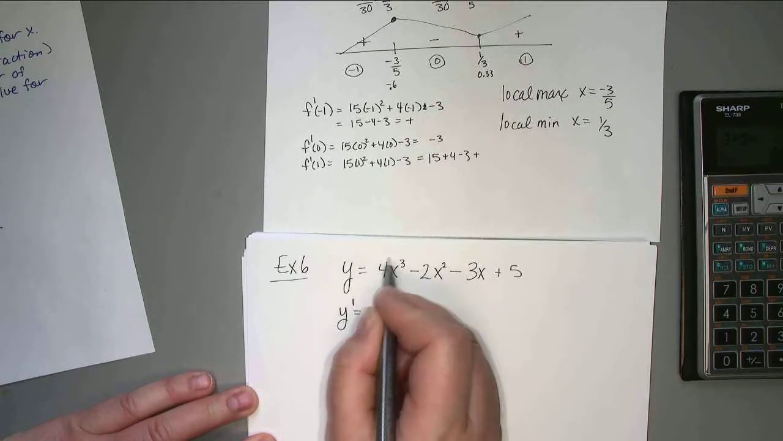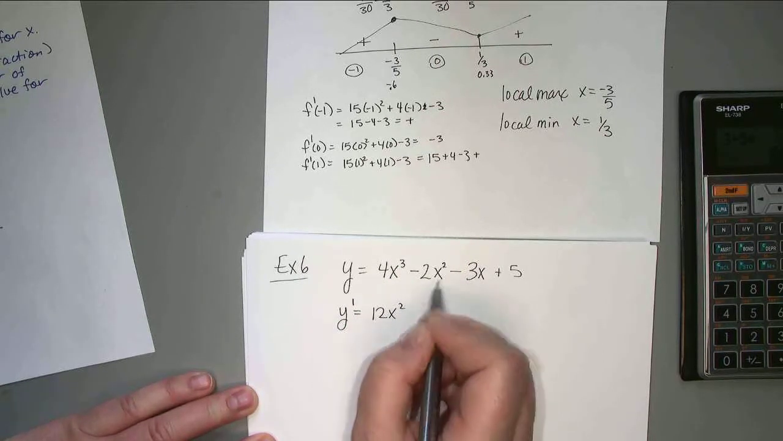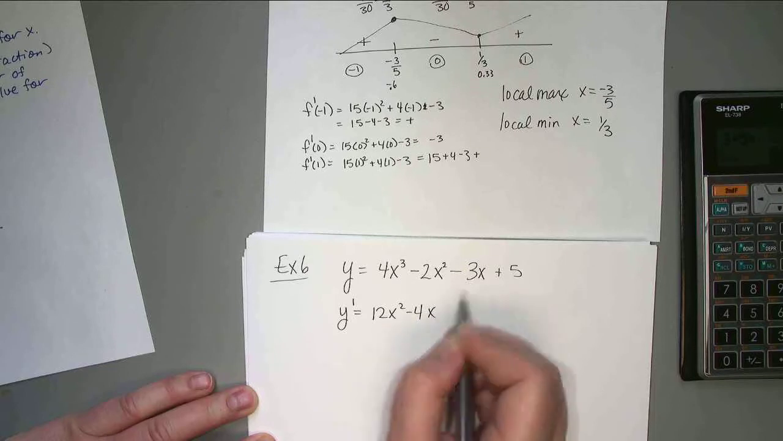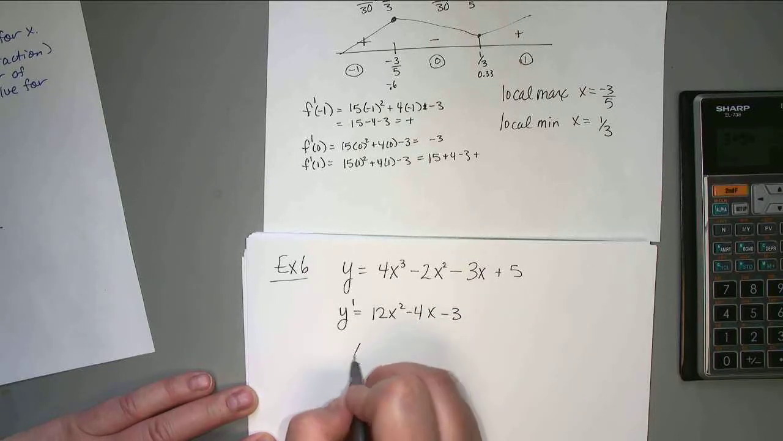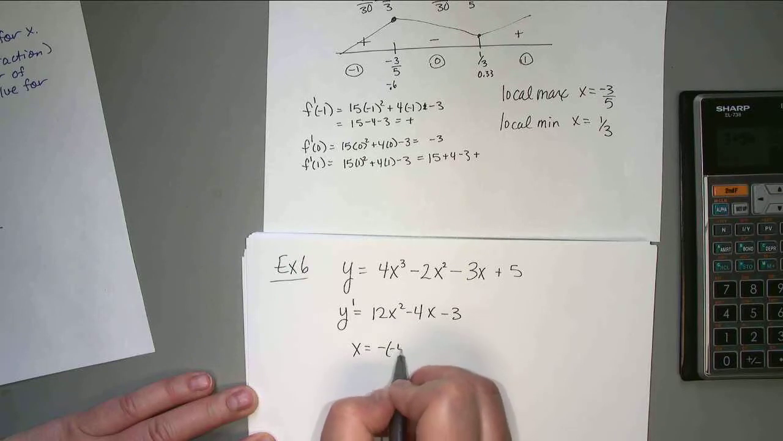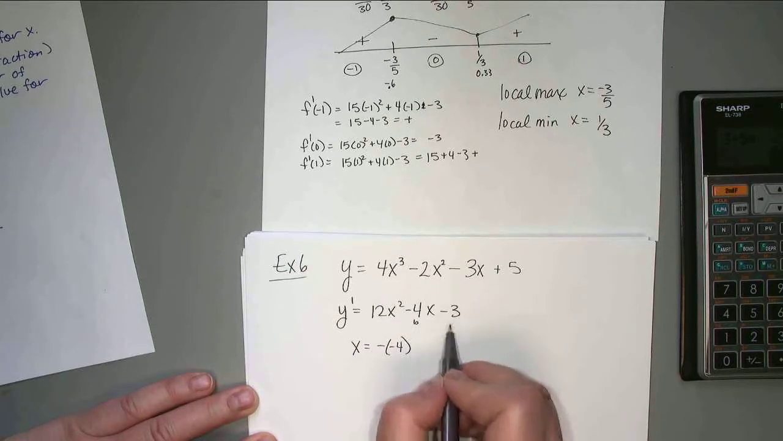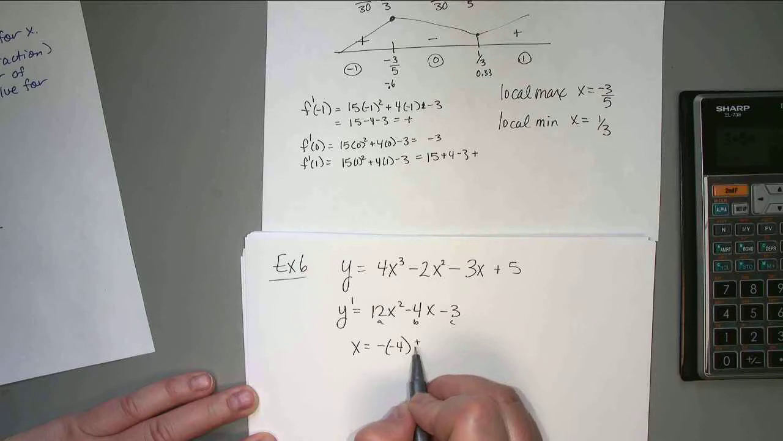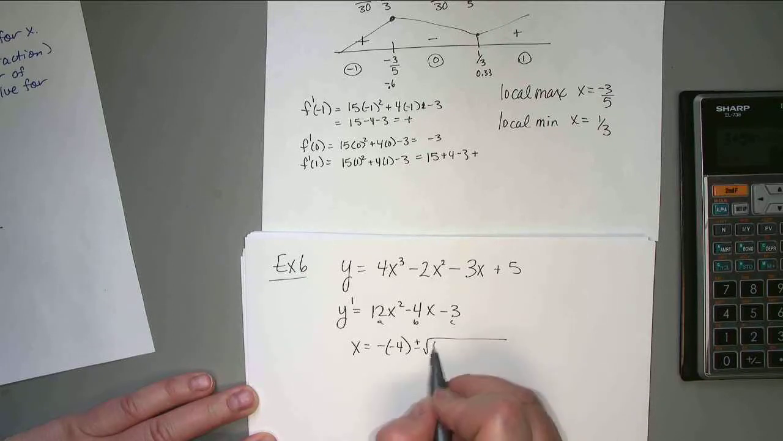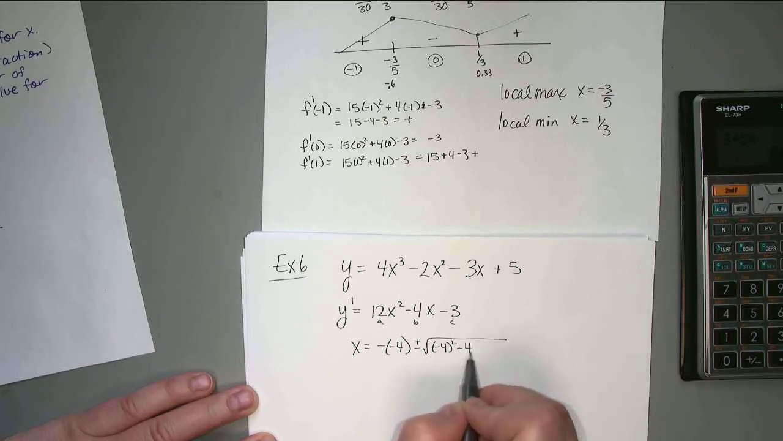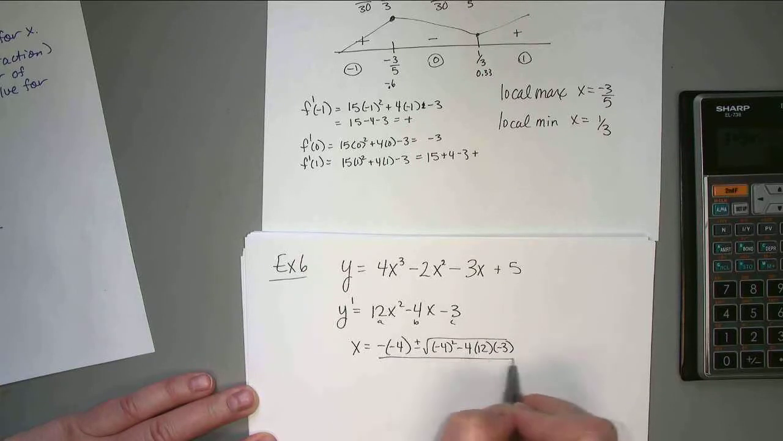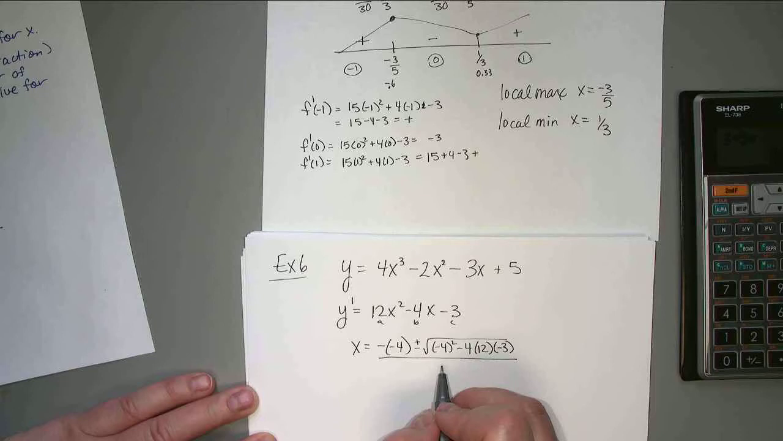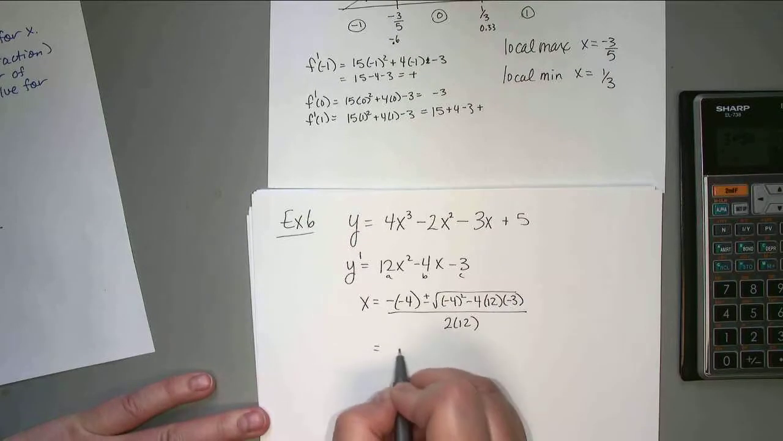So 3 times 4 is 12x squared. 2 times 2 is 4x minus 3 plus 0. All right, so quadratic equation. Minus b, plus or minus square root of b squared minus 4 times a times c, all over 2 times a. All right, so let's see what happens here.